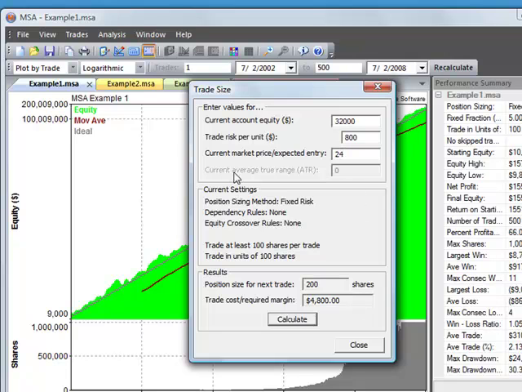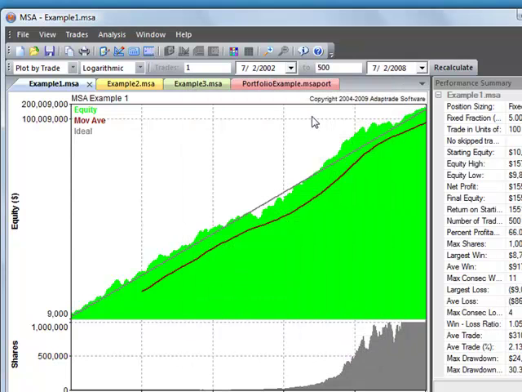If you were to use a percent volatility position sizing method, you'd also have to enter the average true range that applied to that upcoming trade. But that's basically all there is to the trade size command for a market system.